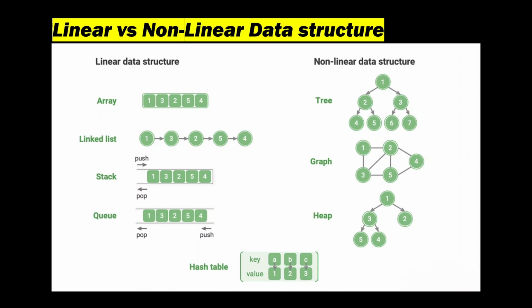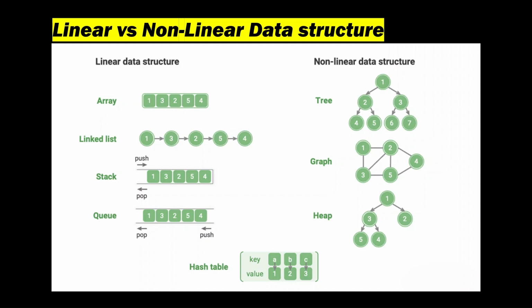Now we will see the difference between linear and nonlinear data structures. This image categorizes data structures into linear and nonlinear data structures. Linear data structures such as array, linked list, stack, queue, and nonlinear data structures such as trees, graphs, and heaps. It visually represents how elements are organized, accessed, and manipulated in each structure, highlighting differences in order and connectivity.